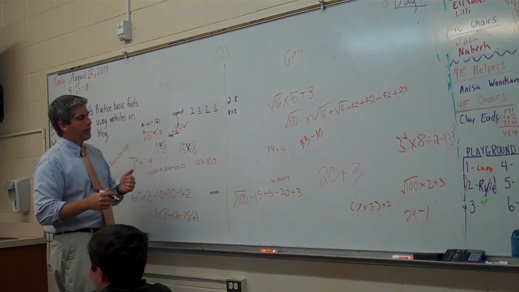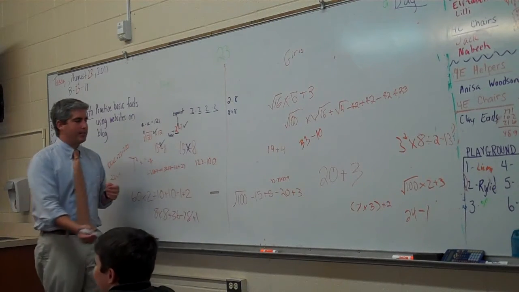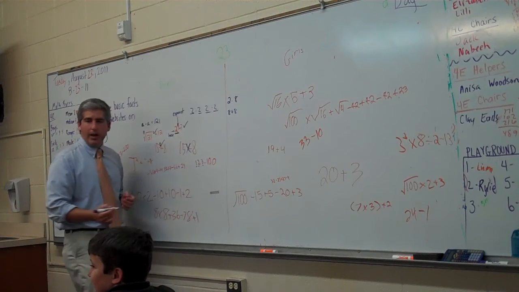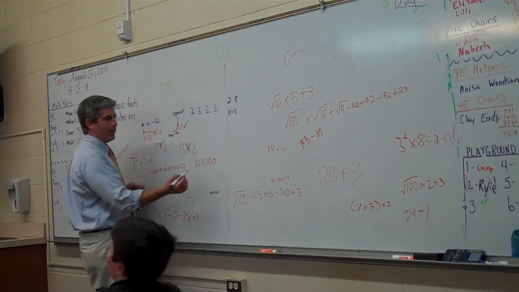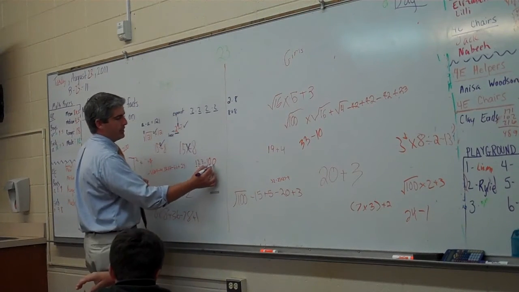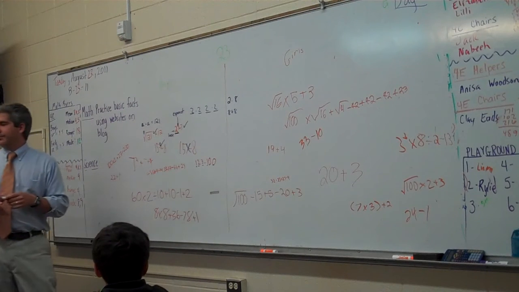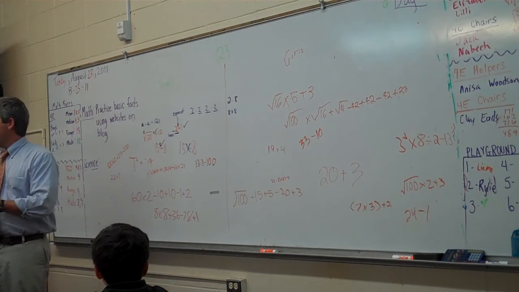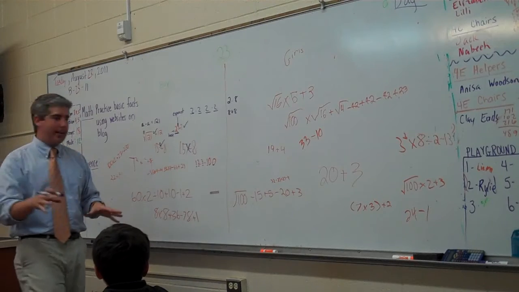We have 123 minus 100. The nice thing about this is every digit in our minuend is greater than or equal to every digit in our subtrahend, which means we don't have to do what? We don't have to borrow. We don't have to say, hey, neighbor. We don't have to do any of that stuff.